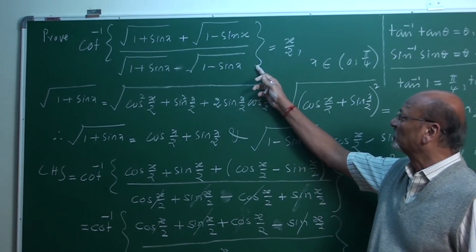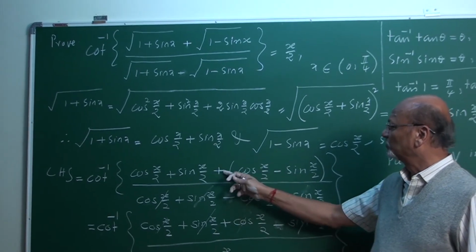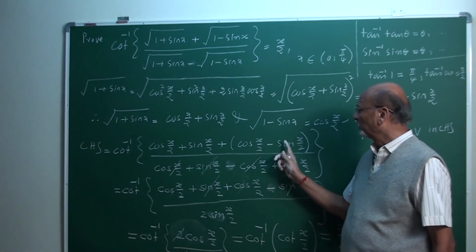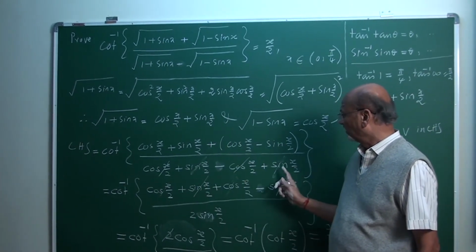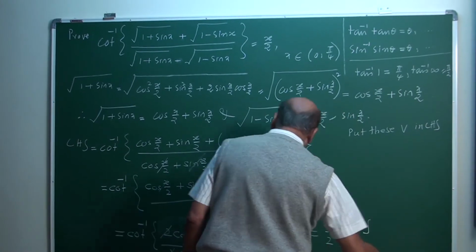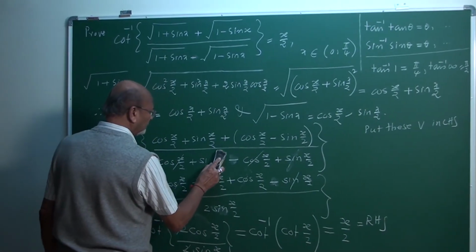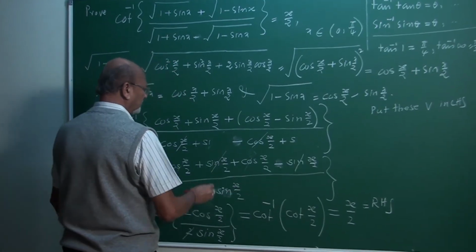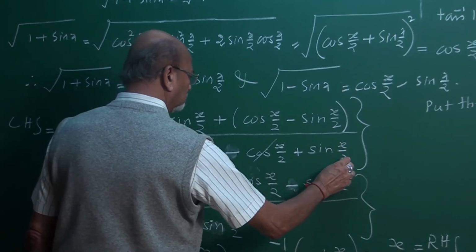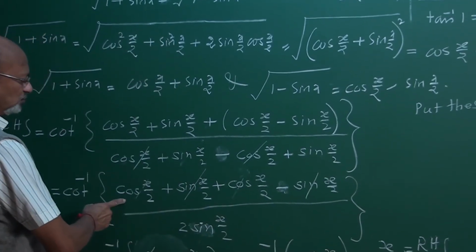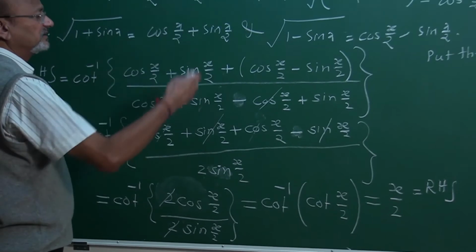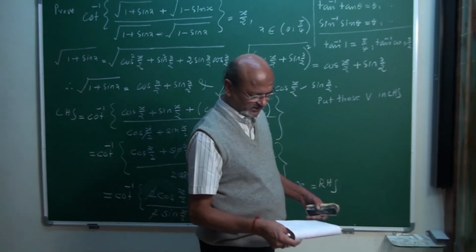Substitute these values in LHS. Above is plus, down is minus. Minus of minus, it becomes plus. In the numerator, sin cancels. In the denominator, cos cancels. These remain, my friends. It is sin x by 2. Cos cancels. 2 cos upon 2 sin, cancellation, cot. Cot inverse of cot directly RHS. Yes, my friends.